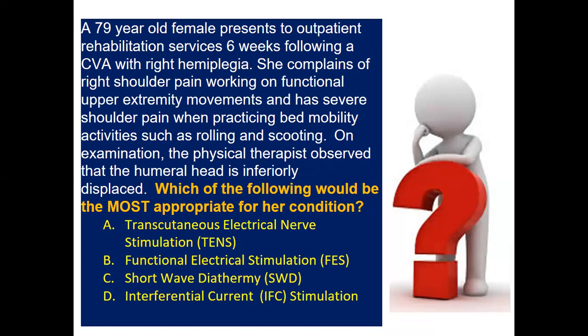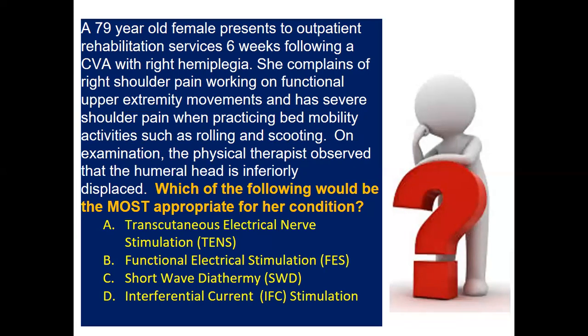Six weeks following ACVA with right hemiplegia, she complains of right shoulder pain, working on functional upper extremity movement, and has severe shoulder pain when practicing bed mobility activities such as rolling and scooting. So these are the chief complaints the patient has. On examination, the physical therapist observed that the humeral head is inferiorly displaced. Now these are the clinical findings which the therapist observed during the clinical examination.